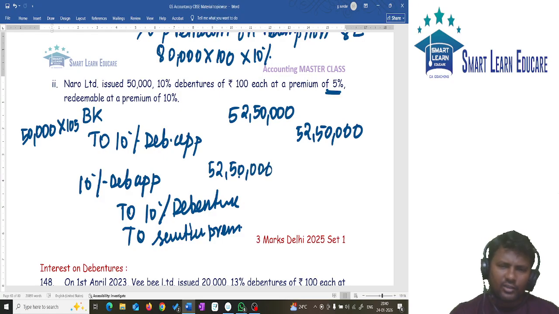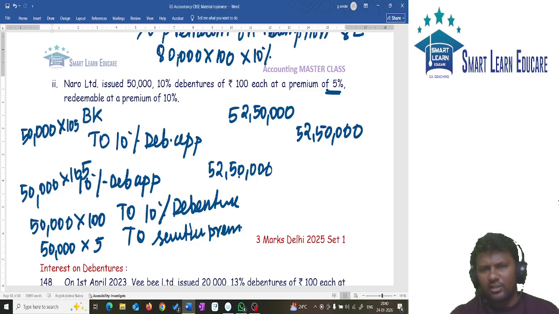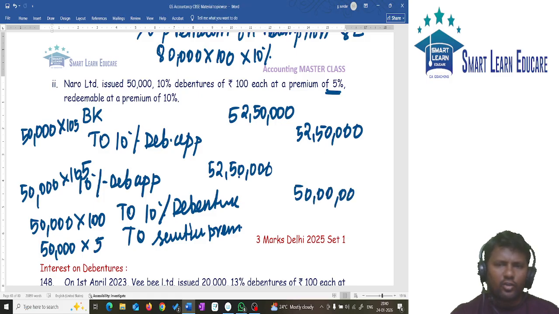In 52 lakhs and 50,000, how much should be transferred to debenture? How is it 52 lakhs and 50,000? 50,000 number of debentures into rate is 105 with premium. Now 50,000 is the number of debentures. Debenture should be credited with face value 100, and the extra 50,000 into 5 rupees is the securities premium that should be credited to securities premium account. 10% debentures application account should be debited with 52 lakh 50,000, to 10% debentures account should be credited with 50 lakh, and also to securities premium. 50,000 into 5 will give you 2 lakhs and 50,000.